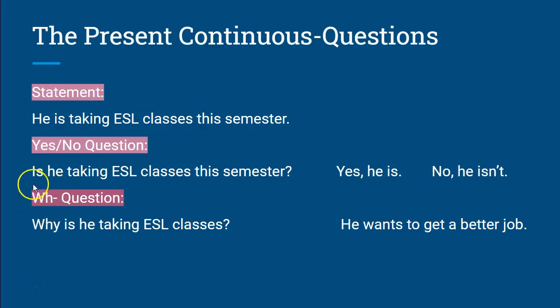Now, we can also make a WH question, right? With a question word. So maybe with why. Why is he taking ESL classes? So with the WH question, again, we move is to the beginning of the statement, and then add your question word. Why, when, where, how, etc. So why is he taking ESL classes? He wants to get a better job.